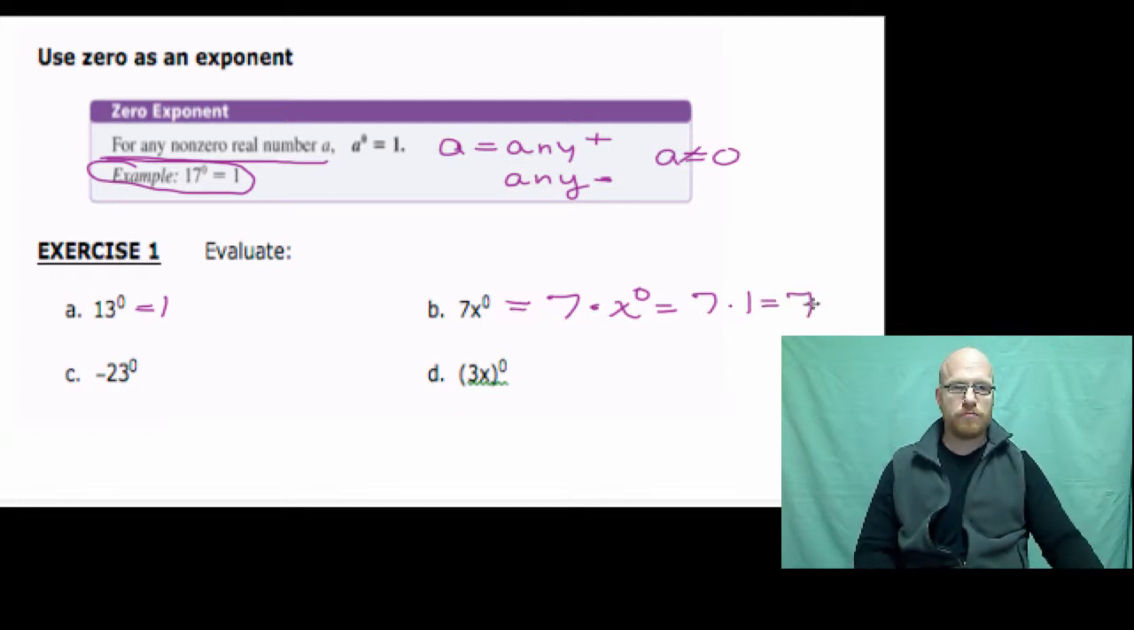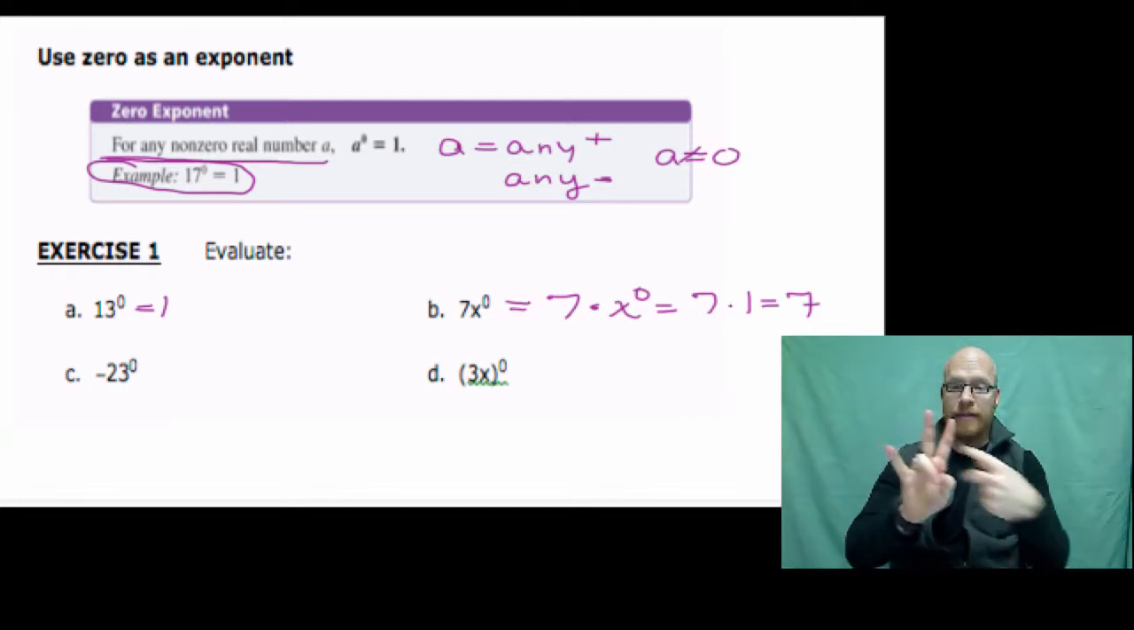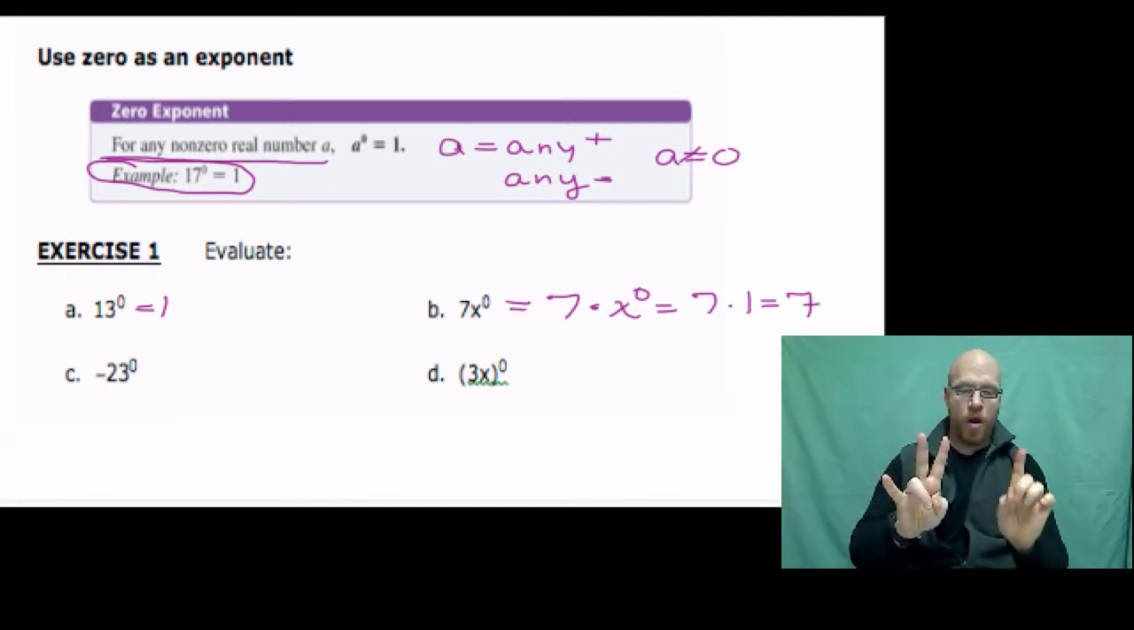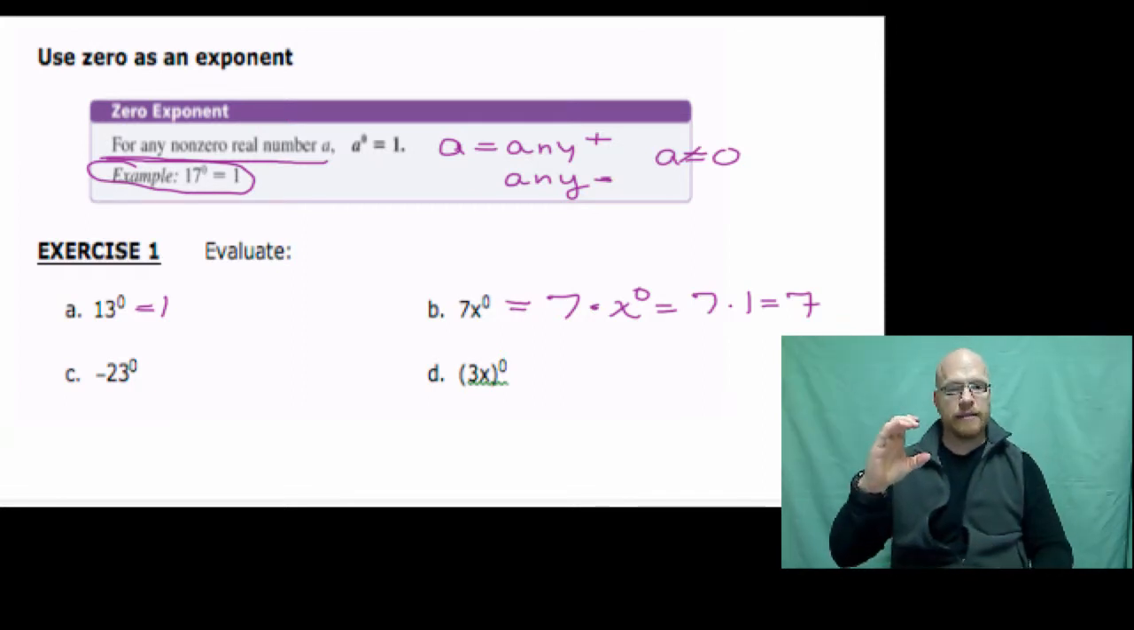See? That's the answer, 7. 7 times x to the 0. X to the 0 is 1, and it's still times 7, so the answer is 7. Now let's look at C.